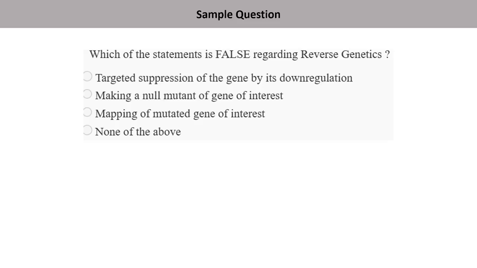The third one is mapping of mutated gene of interest. Mapping of mutated gene of interest will actually come under forward genetics, because the gene has already been mutated and we know the outcome. We are just trying to map where the gene of interest is lying, so basically we are trying to study the genotype here and not the phenotype. And if we are studying the genotype, that will come under forward genetics. So mapping of mutated gene of interest is not related to reverse genetics, and therefore the answer to this question is mapping of mutated gene of interest. I hope this question was clear, and we'll just move ahead to our next question.